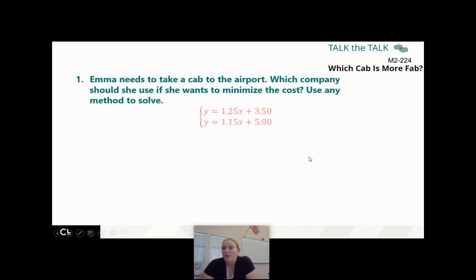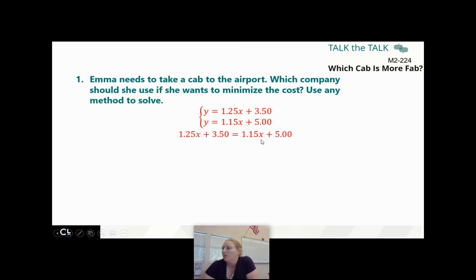So I wrote 2 equations. I bet you're not shocked by this, right? $3.50 to get in the cab and $1.25 per mile for the first cab company. $5 to get in the cab, only $1.15 per mile for the second cab company. And again, they're both equal to Y, so they should be equal to each other.